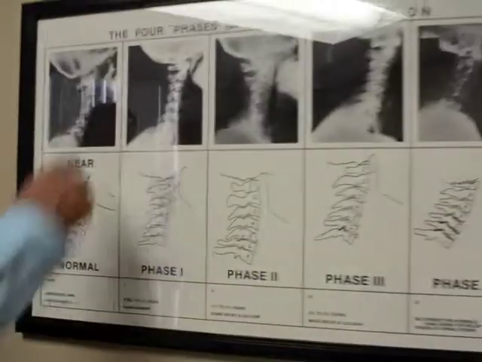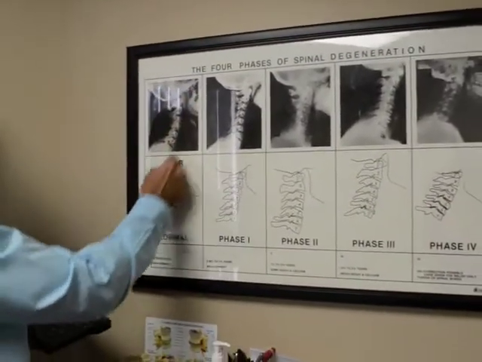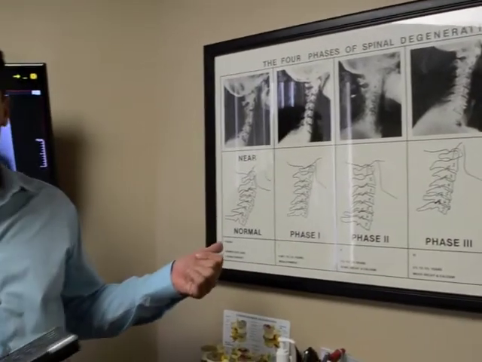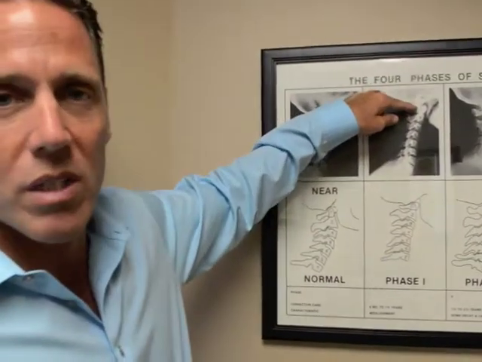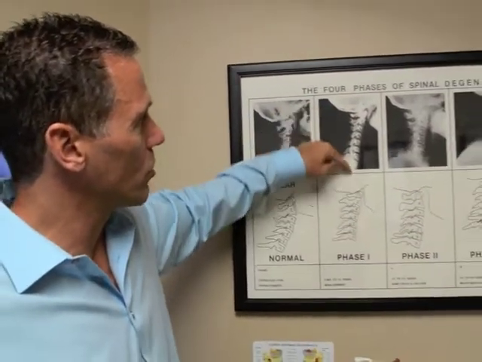The curve in your neck is supposed to go forward like a smooth C-shaped curve. After different types of trauma, there's different types of stress that can cause misalignment in the neck. So you can see here, this is the first phase of misalignment. The curve actually straightens or reverses.